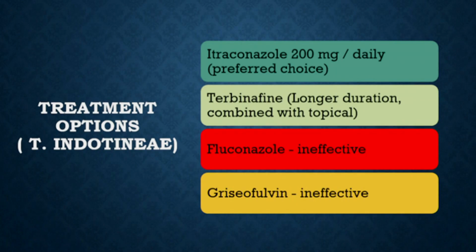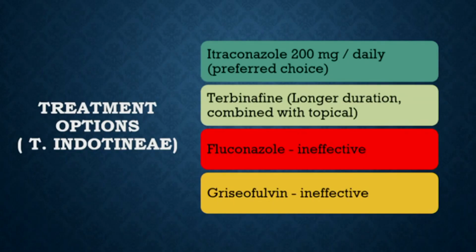Now, in case of Trichophyton indotineae, there are a few treatment options available. Itraconazole 200 mg daily is the preferred choice. Although terbinafine has been shown to be resistant, we can use it for a longer duration and combine it with other topical medications for benefit. Fluconazole and griseofulvin have been found to be ineffective in Trichophyton indotineae.